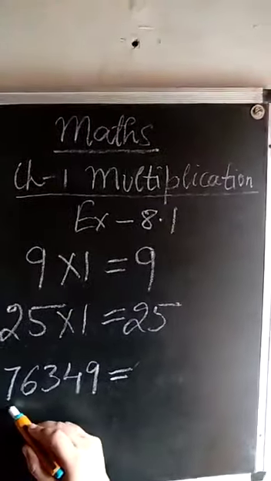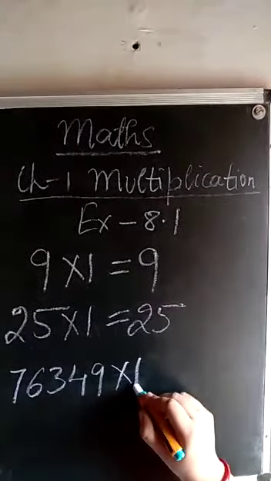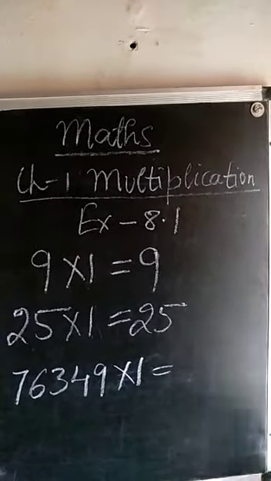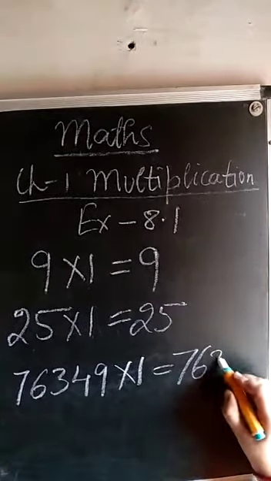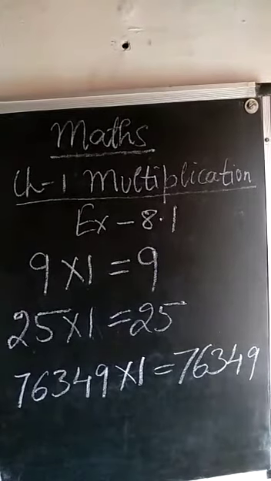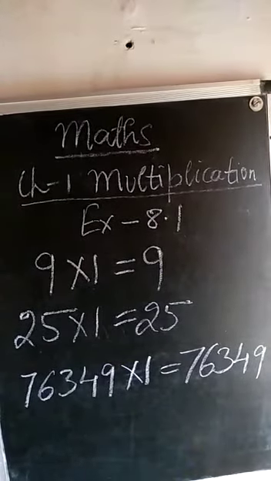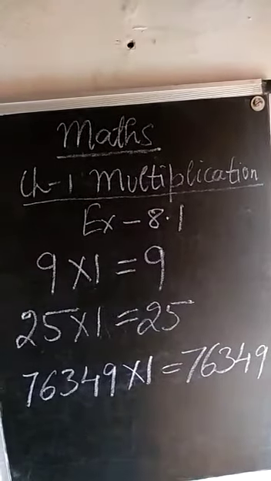Now again I have a bigger number, so when I multiply it by 1, without counting, I can easily write the answer in my mind, because I know that whatever number we have, whenever we multiply the number by 1, the answer will be the same number. That is the first thing that we should learn.